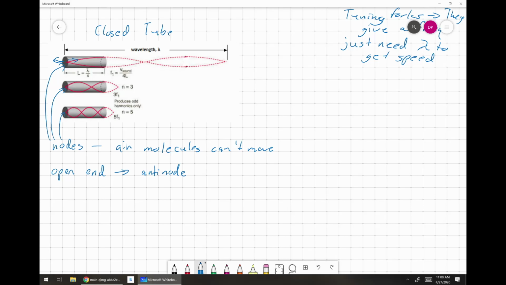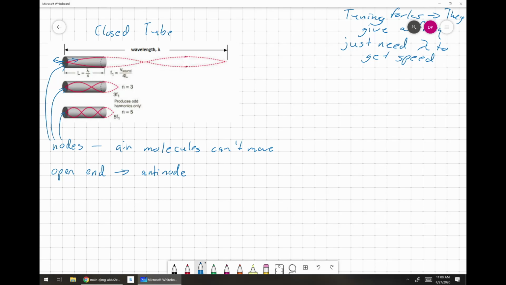Okay, and that is because at the open end, of course, the air molecules can move back and forth quite freely. So they're going to experience the largest motions at that open end. Once you get outside of the tube, then you no longer are inside, so we don't really consider that.